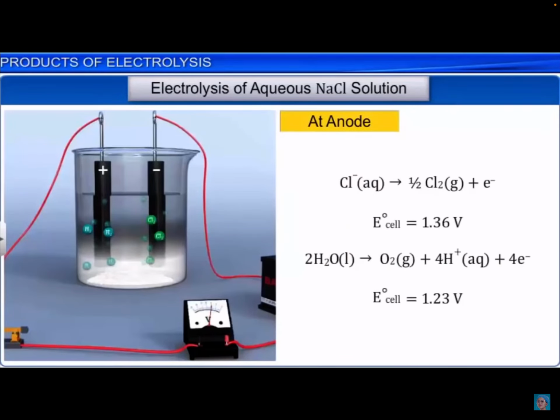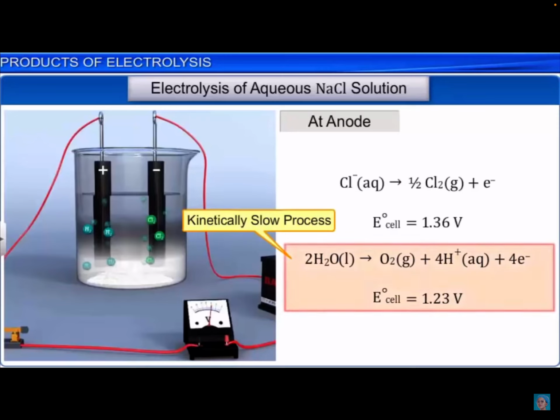At the anode, too, there are two substances that can be oxidized: chloride ions and water molecules. At first glance, it would seem easier for water to get oxidized than chloride ions, since the electrode potential of water is lower than that of chloride ions. However, the oxidation of water is a kinetically slow process.